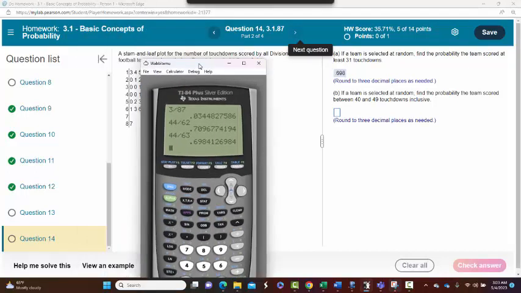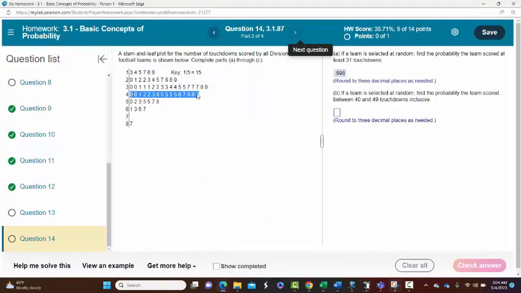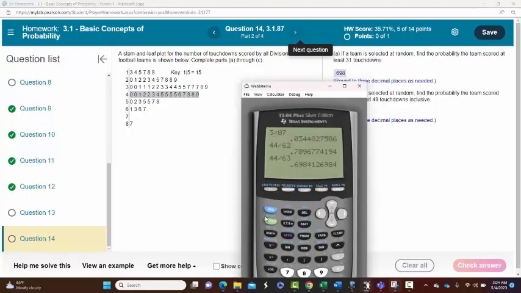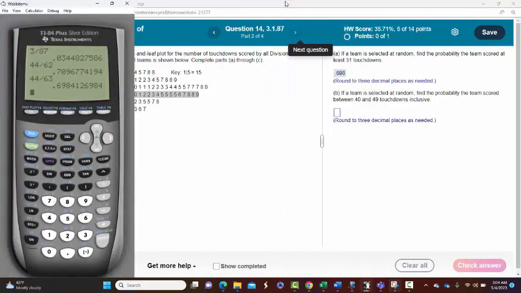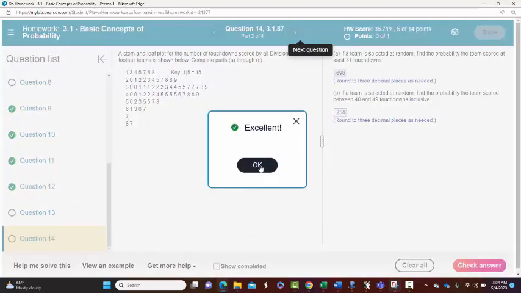All right, so between 40 and 49, everything's going to be out of 63. How many do we have on this row? I'll do them in blocks of 5. 5, 10, 16. So let's try 16 out of 63. That gives 0.254. Excellent.